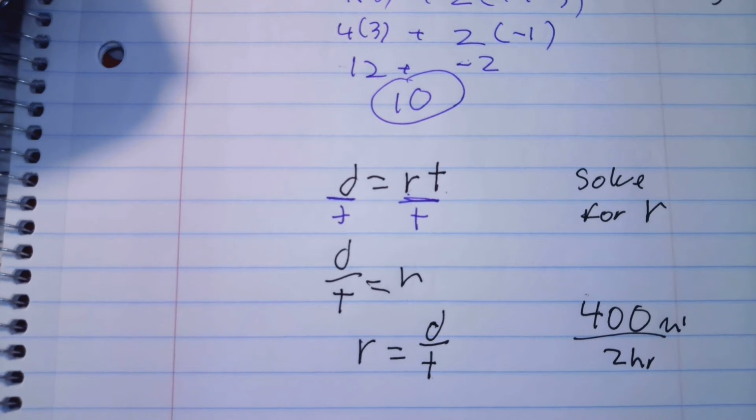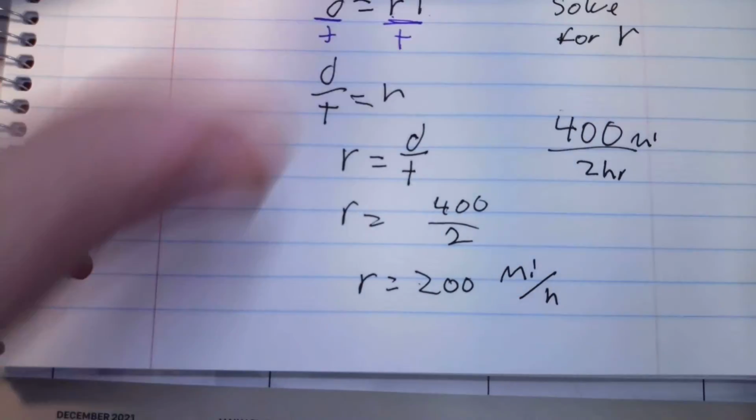What's my rate going to be? Well, it's going to be easy to do now. I just do 400 times 2, and so my rate is going to actually be what? 200 miles per hour. It's pretty fast, right? So that's how you use it.